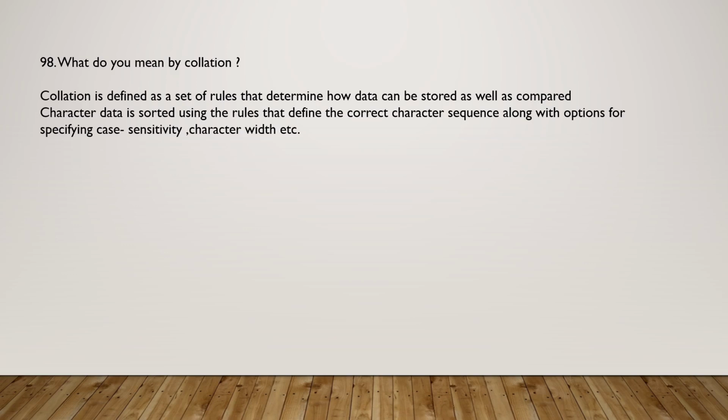What do you mean by collation? Collation is defined as a set of rules that determines how data can be stored as well as compared. Character data is sorted using the rules that define the correct character sequence, along with options for specifying case sensitivity and character width.